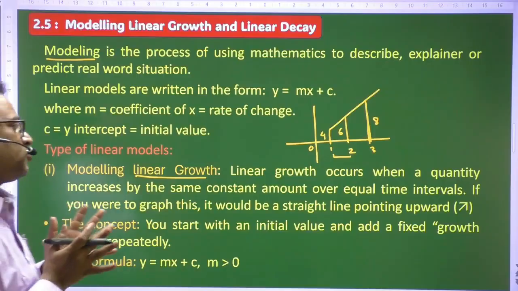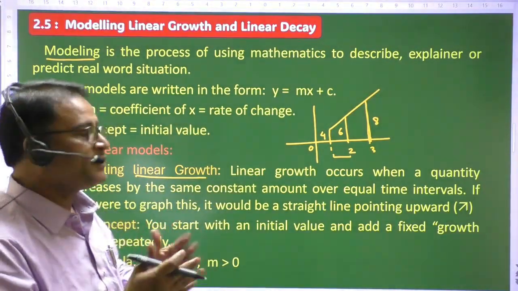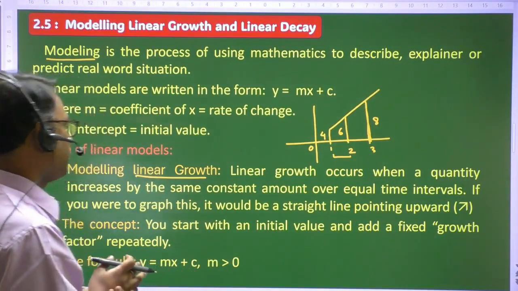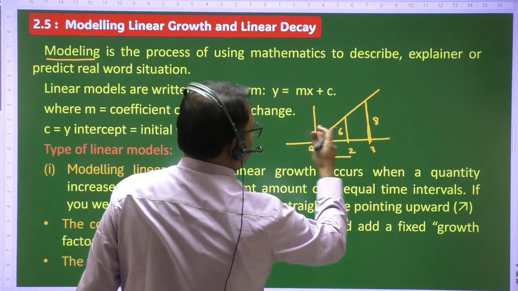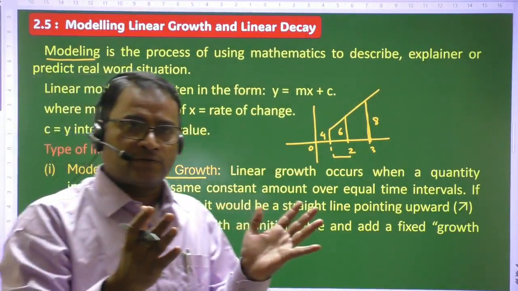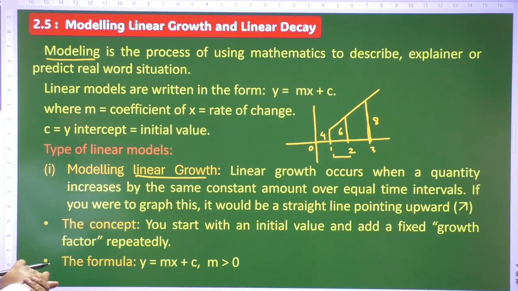So what we come to know is that linear growth occurs when a quantity increases by the same amount over equal time intervals. This may be the time interval or some other quantity like x, and this quantity will be y. So the change in y is fixed over a 1 unit change in x. I hope this part is clear.